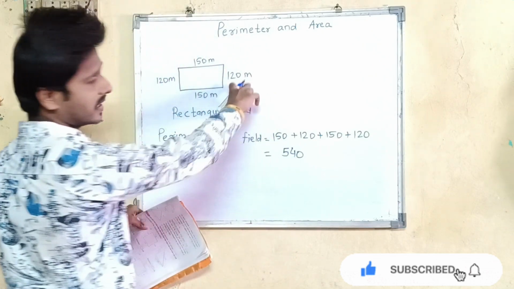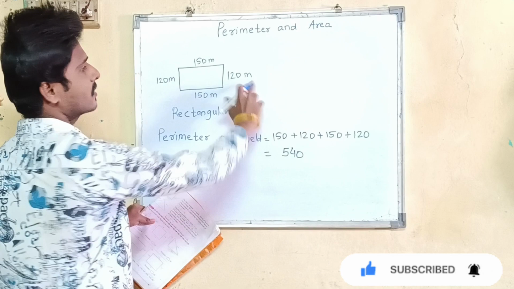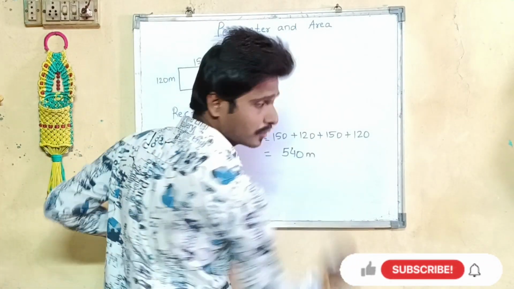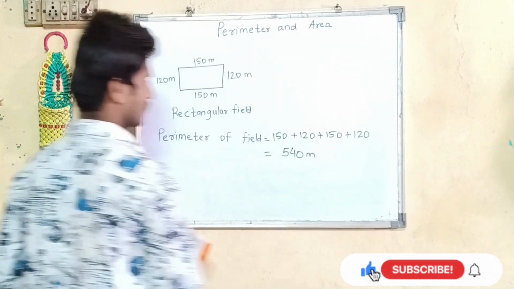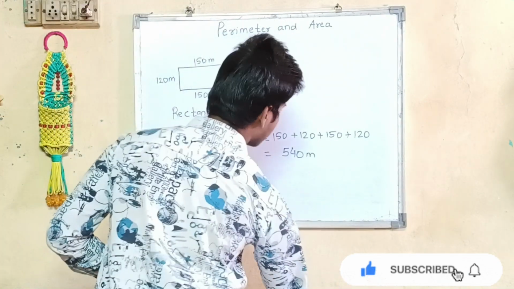What is the given unit? Meter. You are supposed to cross-check the unit. Sometimes it is given in centimeter and sometimes in meter. This time the given unit is meter, so I will write meter. If you do it wrong, then you will lose marks. Okay, so that's it. Perimeter of the field, again finally you are supposed to write.